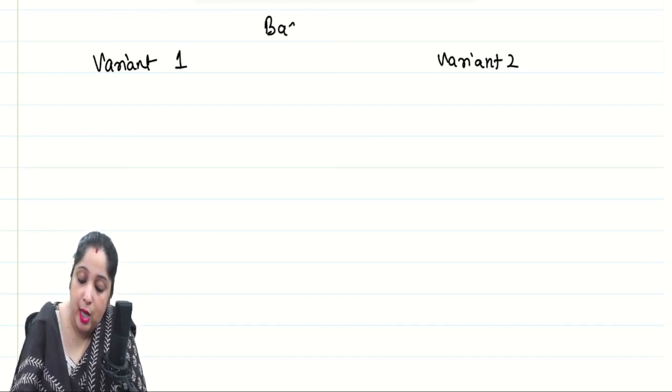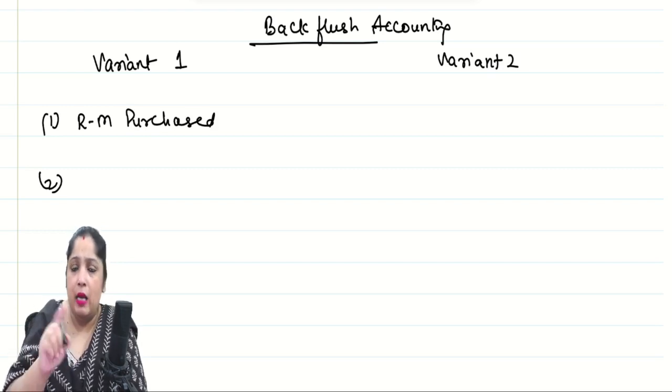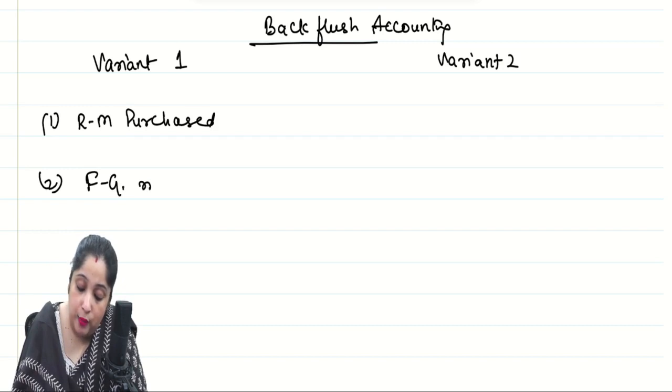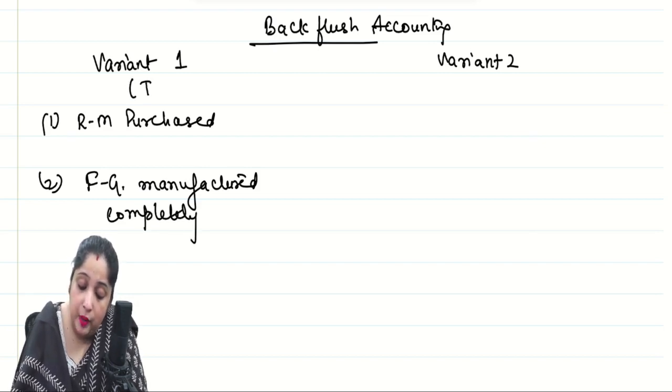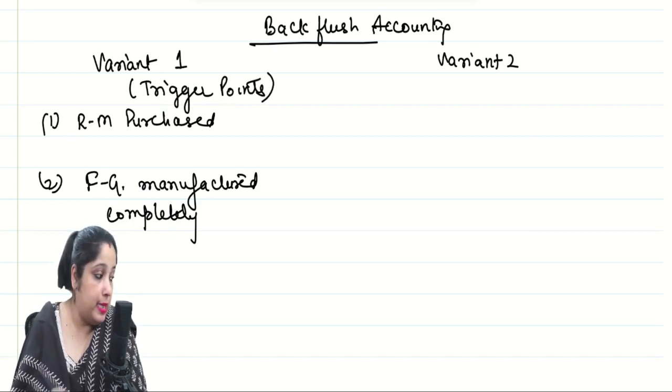Variant 1 versus variant 2 of backflush accounting. Under variant 1, entries are passed at two times. When raw material is purchased, then you pass entry. When wages and overheads are incurred, no entry is passed until finished goods are manufactured completely, then you pass entry. These are the trigger points when you pass entry, right?